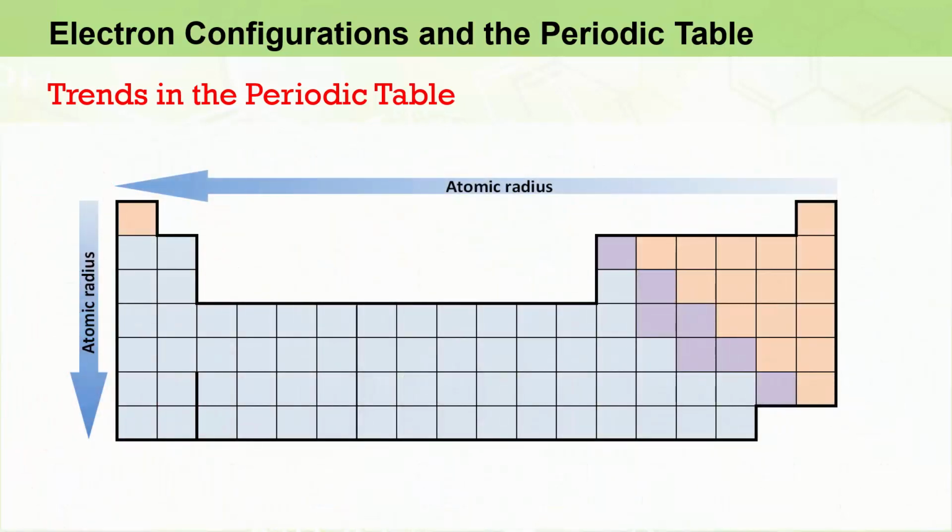And so we can start looking at an overall representation of the periodic table and start to superimpose some general trends on this diagram, where we see that atomic radius increases as we go down a group and increases as we go from right to left across a period.